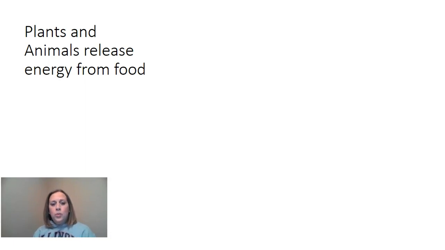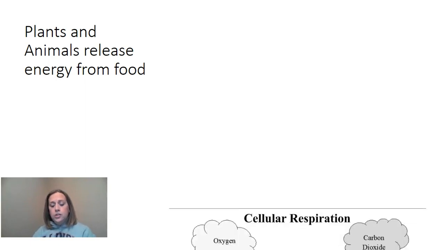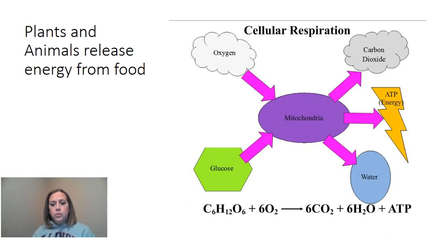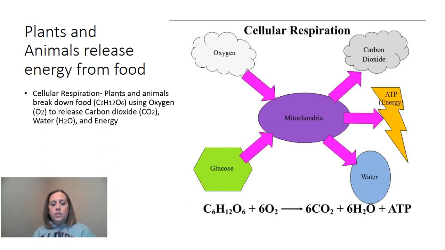Now that we know how plant cells are able to store energy in food, we need to look at how plant and animal cells release energy from the food. This is through a process called cellular respiration. Again, cellular respiration is how plants and animals break down their food. In this case, we're looking at glucose, C6H12O6, and when oxygen (O2) is available, then in the mitochondria, we're able to break down the glucose to release carbon dioxide and water, and this time we're going to release energy in the form of ATP.